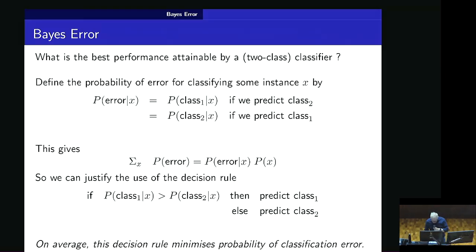So that means that the probability of error overall for all x's in some data set is going to be the probability of error given x, this thing here, times the probability of seeing that x. This is just the conditional probability expansion of this, summed over all of these.